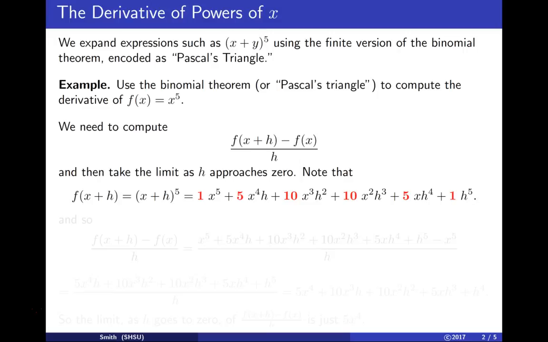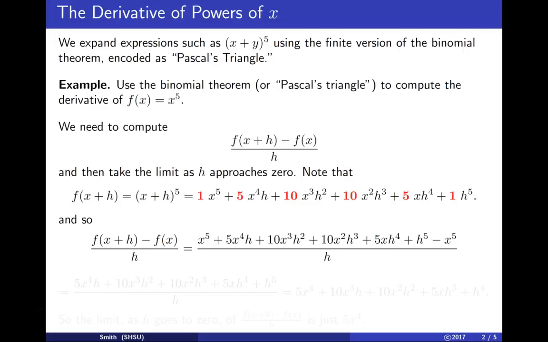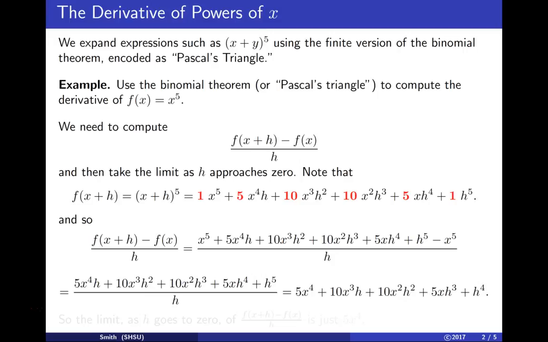In this expression, the power on x keeps dropping by 1 while the power on h keeps rising. And most importantly, these numbers 1, 5, 10, 10, 5, 1 come from Pascal's triangle. So the average rate of change then is this expression on top minus x to the fifth all divided by h. But the x to the fifth will cancel out. Then the h's will cancel out of the denominator, so we get an expression without a denominator. And then we can plug in h as 0 so that our limit becomes 5x to the fourth.